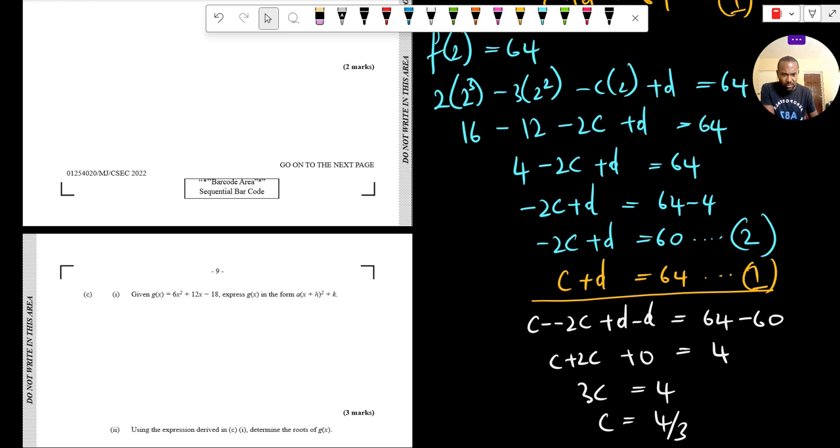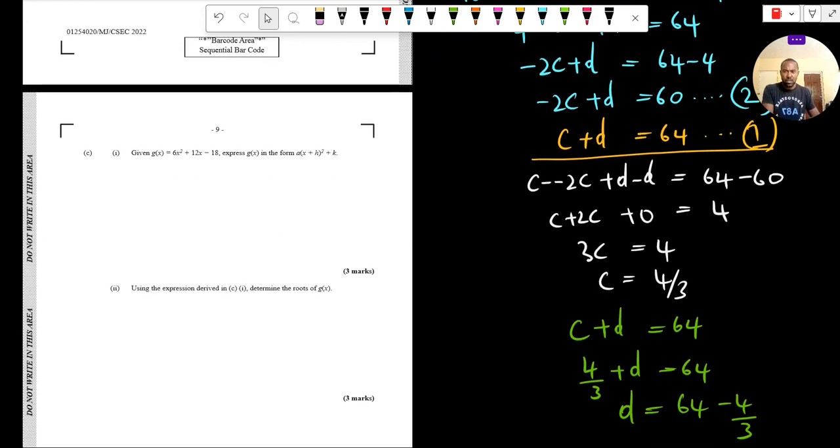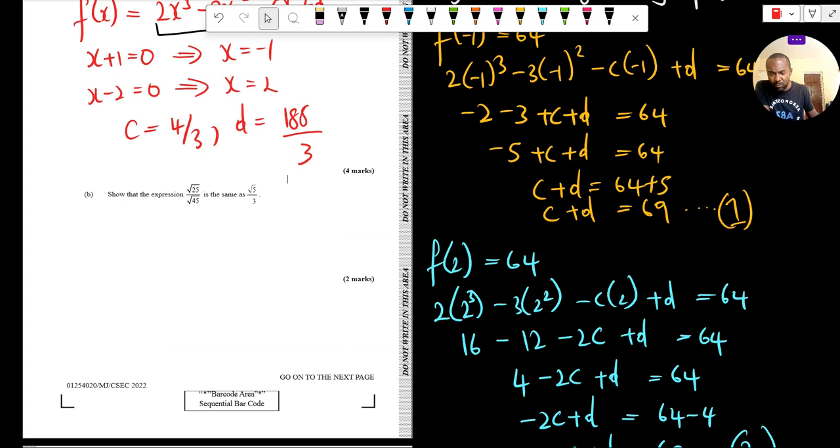Subtract both of them, right? c minus minus 2c, that gives us 3c, plus 2c plus d minus d equals 4. Looking correct, yes, looking correct. All right, yes, so now we check that. Let's move on to the next part of the question now.